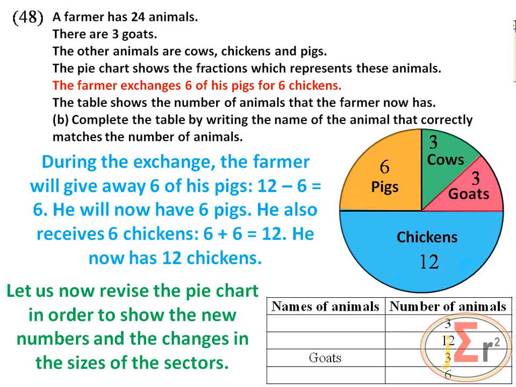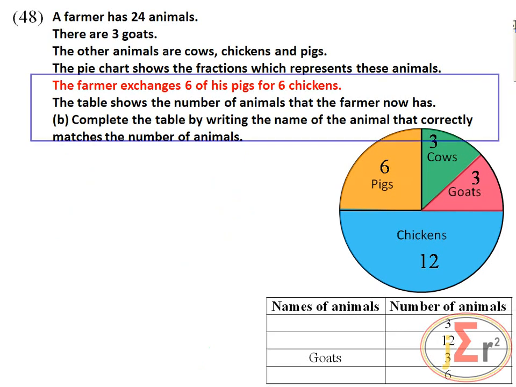Not only that, because that's not so important. What is even more important is the number of each that we need to figure out. So let us now revise the pie chart, and we have done that already. So what we will do now is complete the table by writing the name of the animal that correctly matches the number of animals.